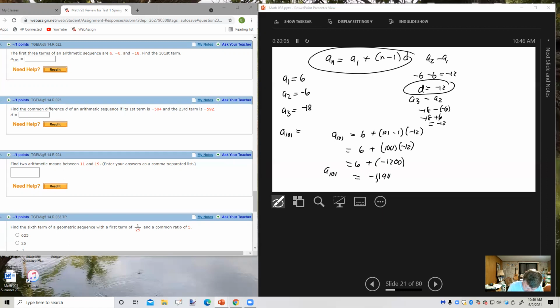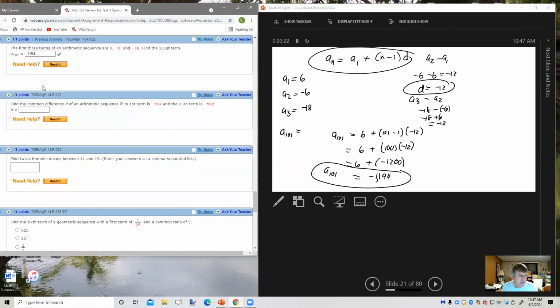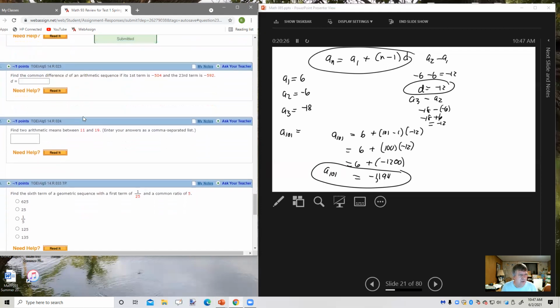So a sub 101 should be negative 1194. Let's see if it is. Negative 1194. And it is correct. Wonderful. All right, let's go on to this next problem.